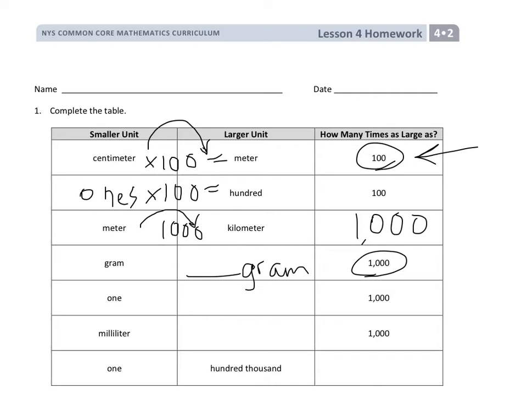So here, if we have 1, so we're thinking about grams times 1,000. What if we thought about 1 times 1,000? What place value would that put you in? Well, 1 times 1,000 is 1,000, so you'd be in the thousands place.